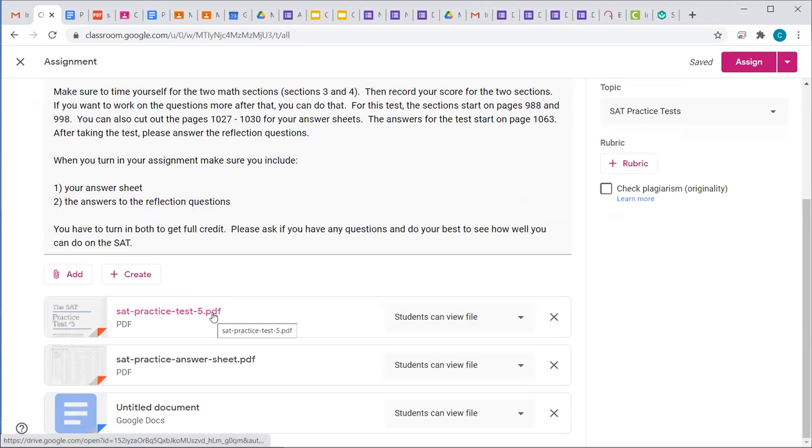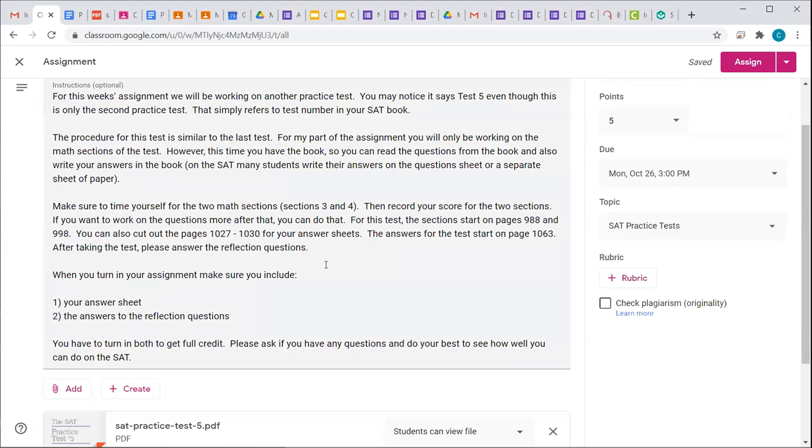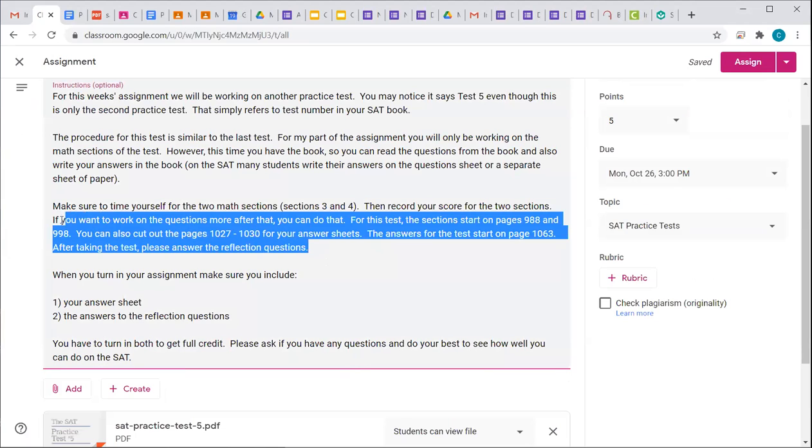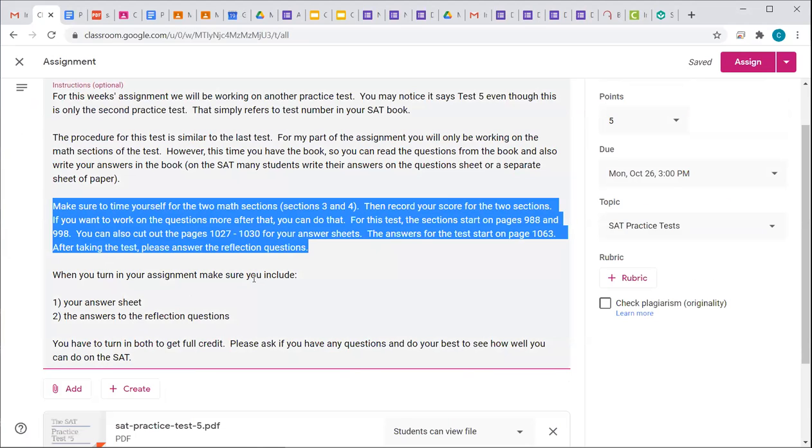I did attach the test and the answer sheet. However, now you have your books. So if you read this paragraph here, you can see the test questions starting on page 988. Section 4 will be on page 998.